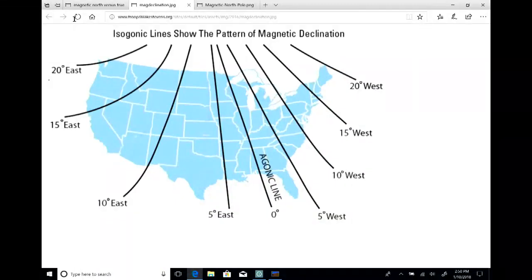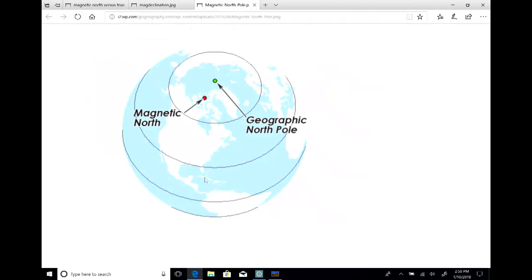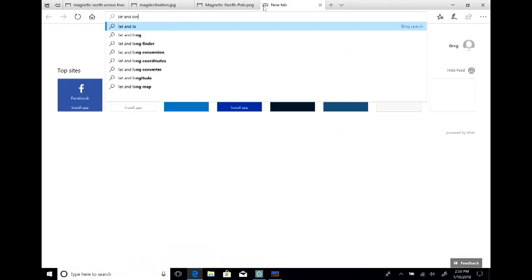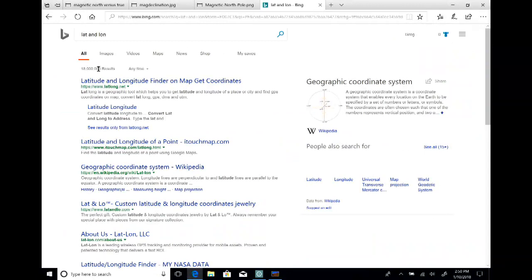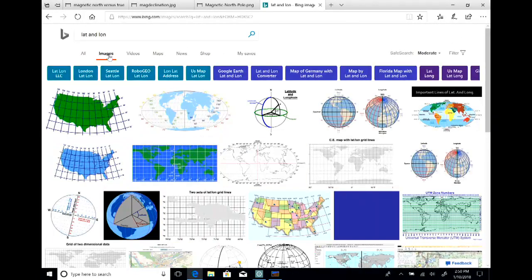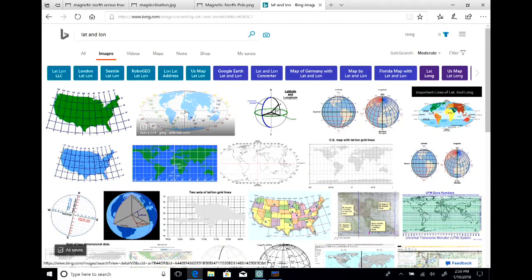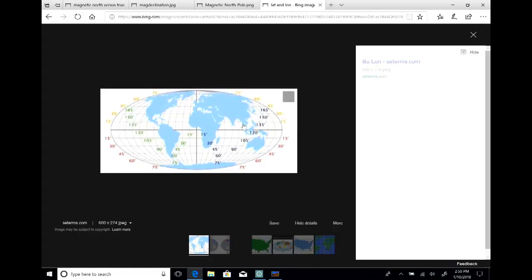So we think about true north or geographic north. That's what we see when we look at lines of longitude or latitude. In fact, let me do this. Let's pull this up, lat and lon, images. Let's look at this. So here we are. Let's pull up this image.